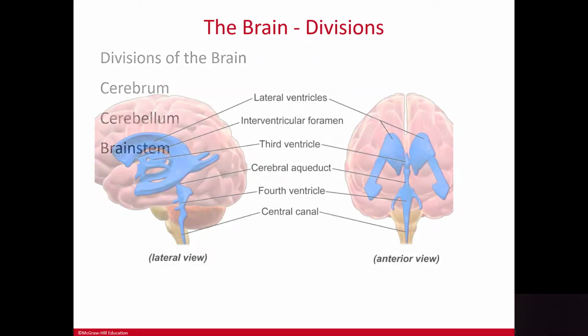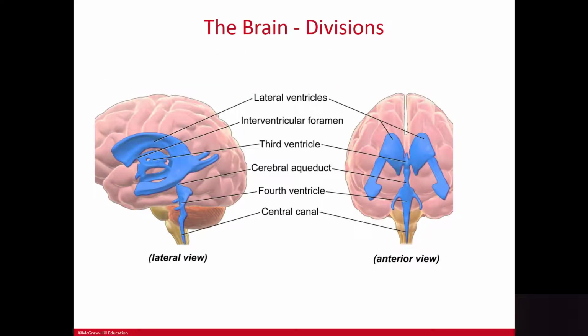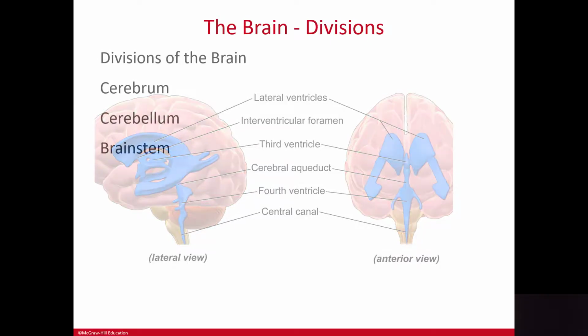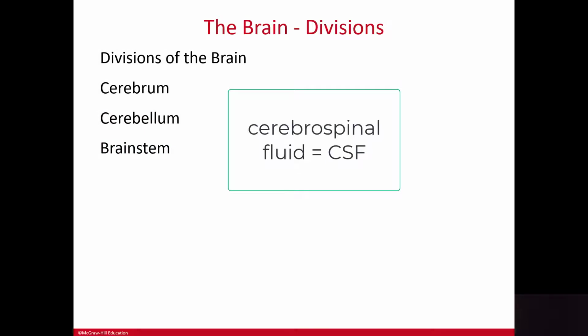And finally, within each hemisphere of the brain are spaces called ventricles. These ventricles contain the watery cerebrospinal fluid, or CSF. The CSF circulates through the ventricles and around the brain and spinal cord continuously. The function of the CSF is to protect, cushion, and nourish the central nervous system.